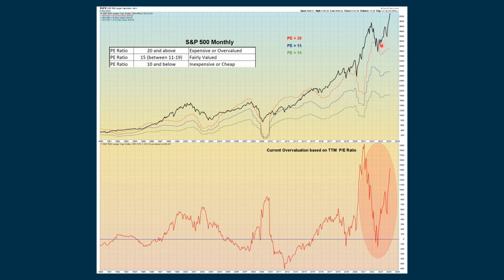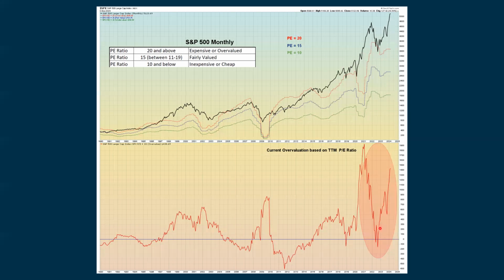And by looking at this chart, we see the current price of the S&P is above the red dashed line, which is the PE ratio of 20. So on a historical basis, right now, we are considered to be expensive. We can also go back and look at other times, and the market spends a lot of time being expensive.